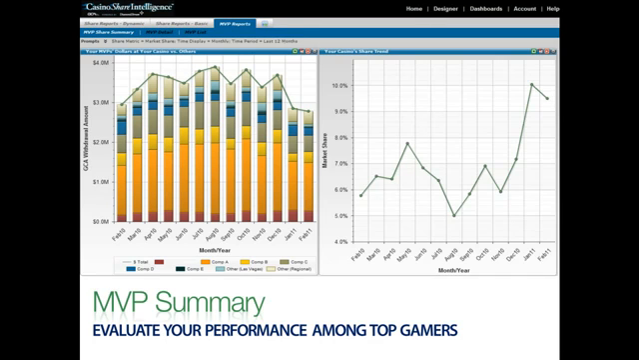The right-hand graph shows how market or wallet share has grown with these MVPs over the past year. This casino has had success in growing its market share among the top patrons. But what about all patrons, not just the top 400?